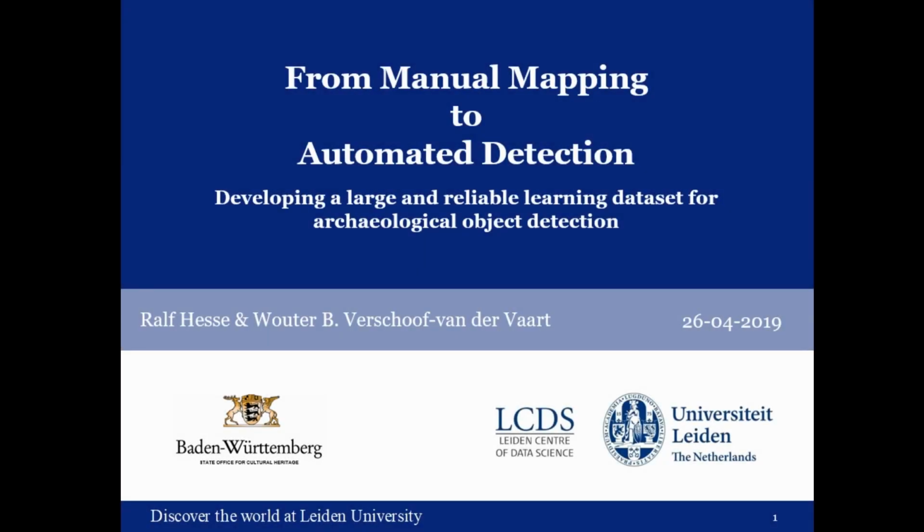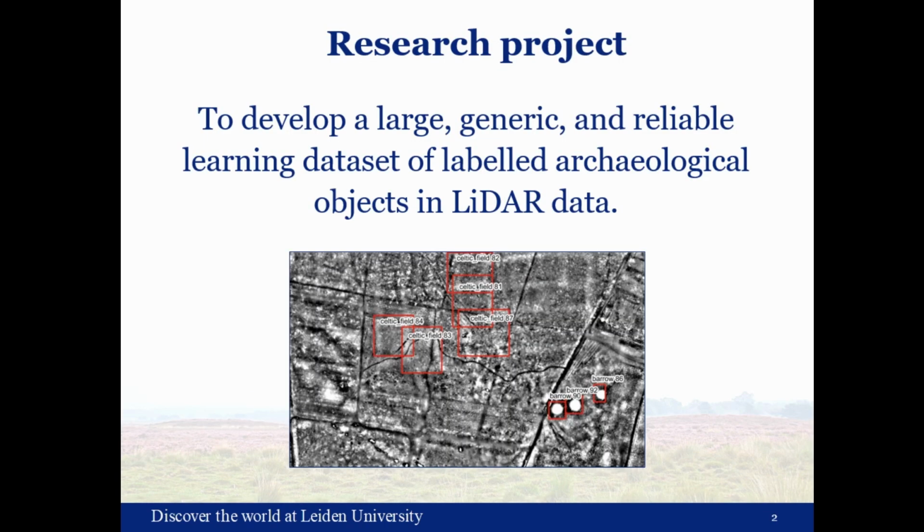And so today we want to talk about our ongoing research project, which is called From Manual Mapping to Automated Detection. And so we're going to talk about datasets. The aim of our research project is to develop a large, generic, and reliable learning dataset of labeled archaeological objects in LiDAR data. So in the following, we will explain why we think we need such datasets, where we're going to get the data, and how we are trying to make it reliable.